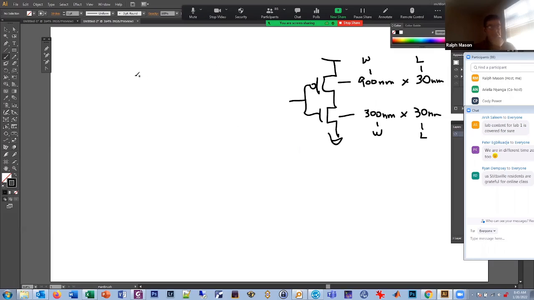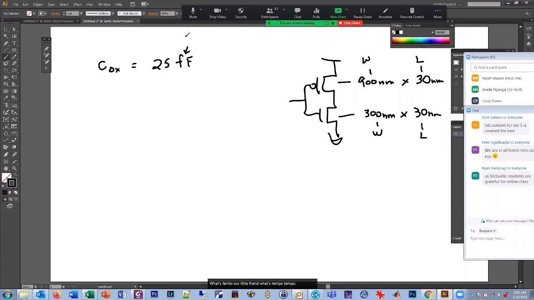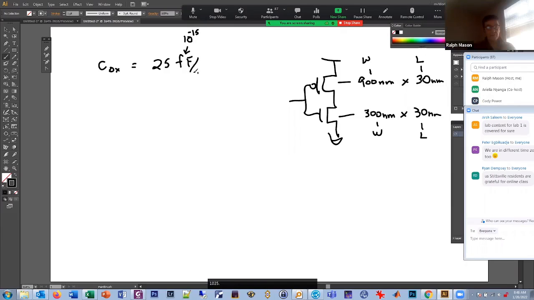We are told that C-ox for this process, the capacitance per unit area, is 25 femtofarads. What's femto? Our little friend, what's femto? 10 to the negative 15. Right. 25 femtofarads per unit area, so per micrometer squared. By the way, these are practical values that you would have in a real process, okay?